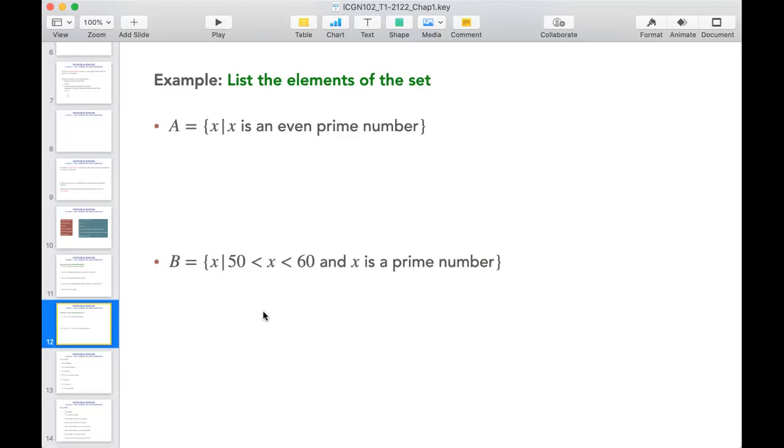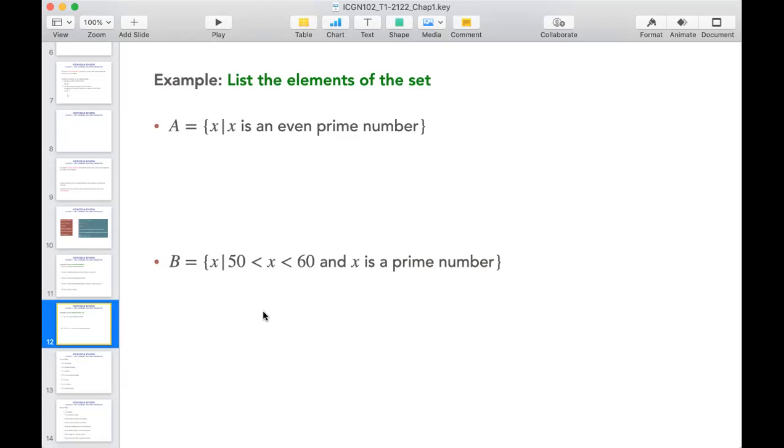5. Can 5 be divisible by 1? Yes. Can 5 be divisible by 2? No. By 3? No. By 4? No. By 5? Yes. So 5 is a prime number. Is 6 a prime number? No, because 6 can be divided by 2 or by 3 or by 1. 7? Yes. 8? No. 9? No. 10? No. 11? Yes.